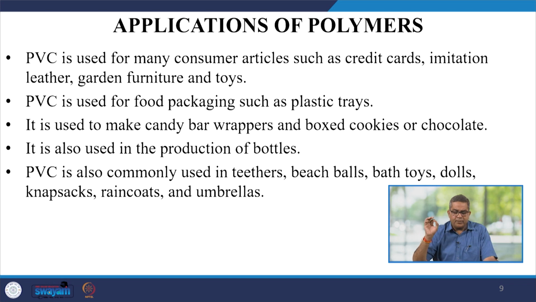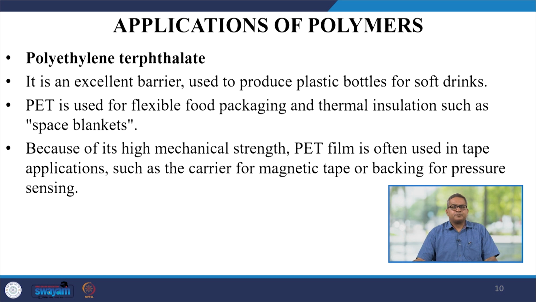It is used for many consumer articles, like credit cards, which are made of PVC. Also imitation leather, garden furniture and toys. It is also used for food packaging such as plastic trays, candy bar wrappers, and boxes for cookies or chocolate. PVC is also commonly used in teethers, beach balls, bath toys, dolls, knapsacks, raincoats and umbrellas.